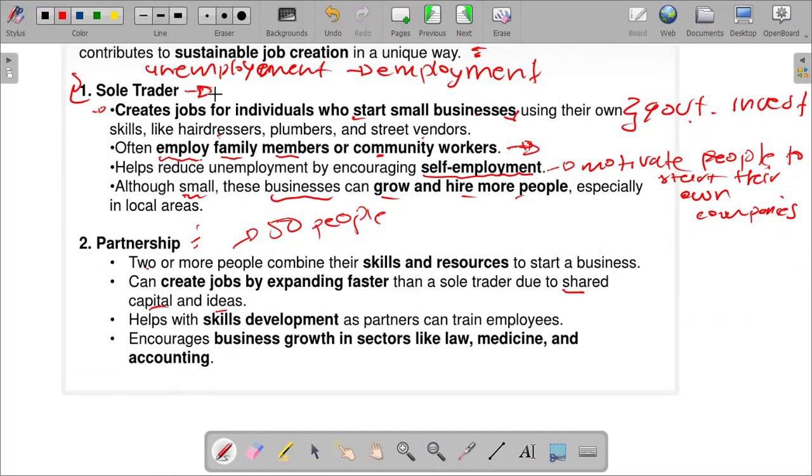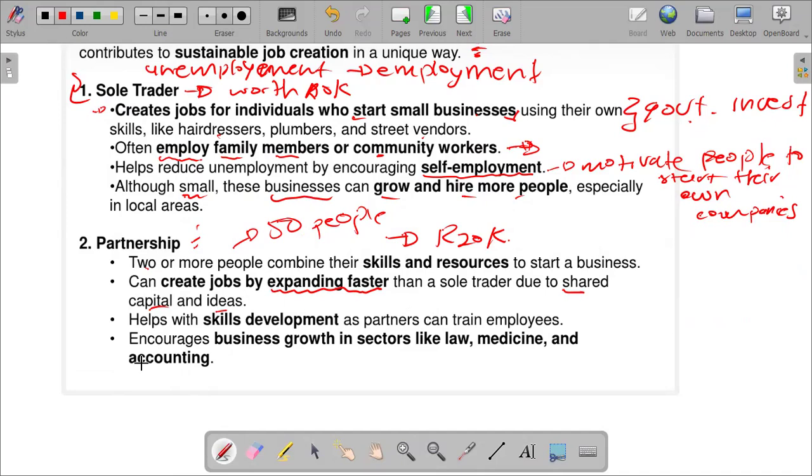So if here as a sole trader you start a business worth, say, 10,000. In a partnership now, you can start a business that's worth 20,000. So now that shows double the amount of growth that can happen between your sole trader and your partnership. So again, it creates jobs by expanding faster. So it expands faster than a sole trader. So it's not that it's not encouraged to start as a sole trader, but rather a partnership can expand faster than a sole trader.